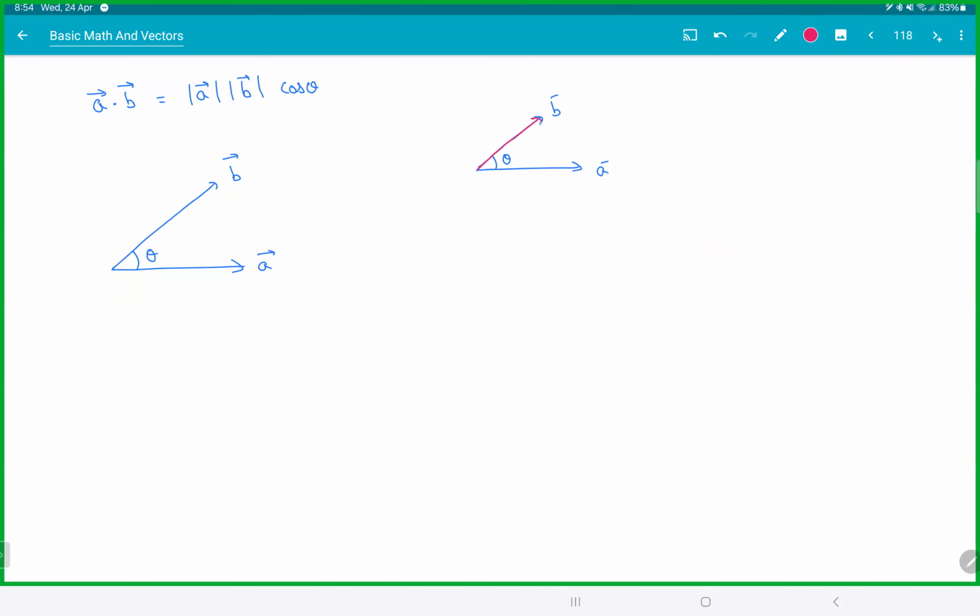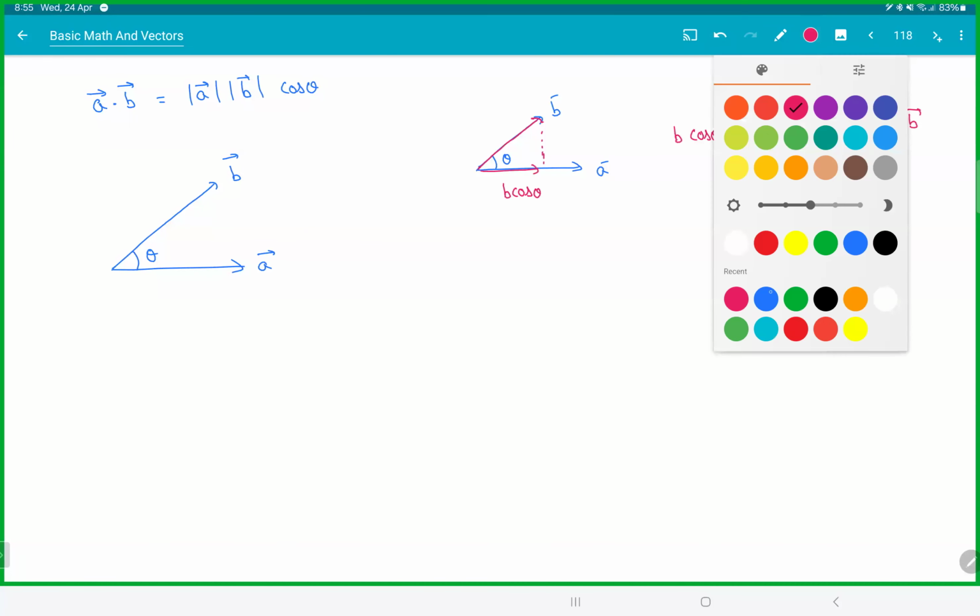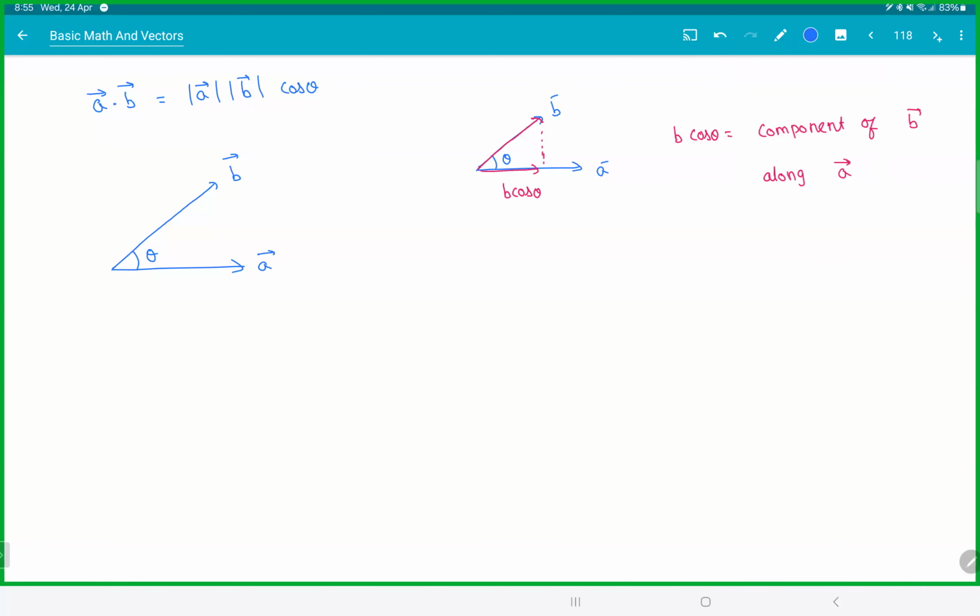So this B bar's shadow, if you drop it on this, this is your vector component. So here B cos theta is a component of B bar along A bar. Now, what do you mean by that exactly? Think of it like this. What it means is it is like the length of the shadow.